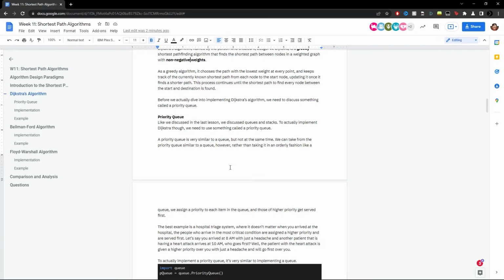So let's say you arrive at 8 a.m. with just a headache or a cough, and another patient who is having a heart attack arrives at 10 a.m. Who goes first? In this case, the patient with the heart attack is given a higher priority over you with just a headache, and will go first, because a heart attack is a critical condition, as opposed to you just having a cough and a headache. That's a lower priority.